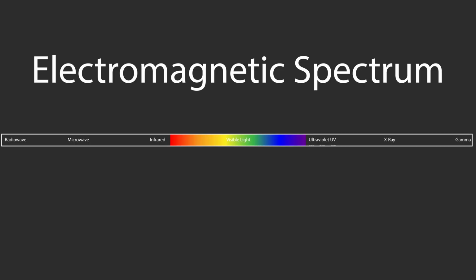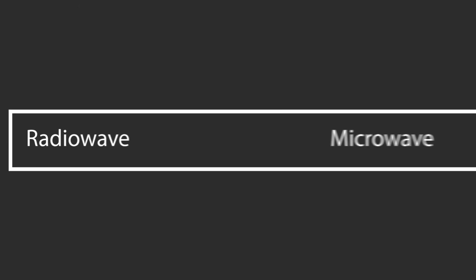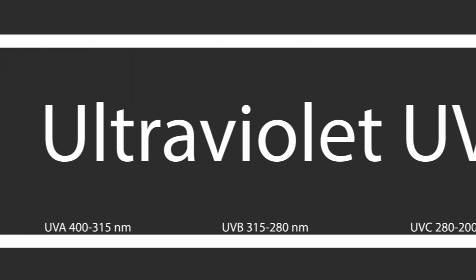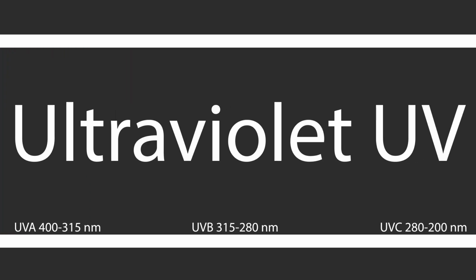The sun emits all different lights on the electromagnetic spectrum, from radio waves to microwaves to infrared, and then to all the visible light we can see. But the light we care about is ultraviolet, because that's what causes sunburns, specifically UVA, B, and C.